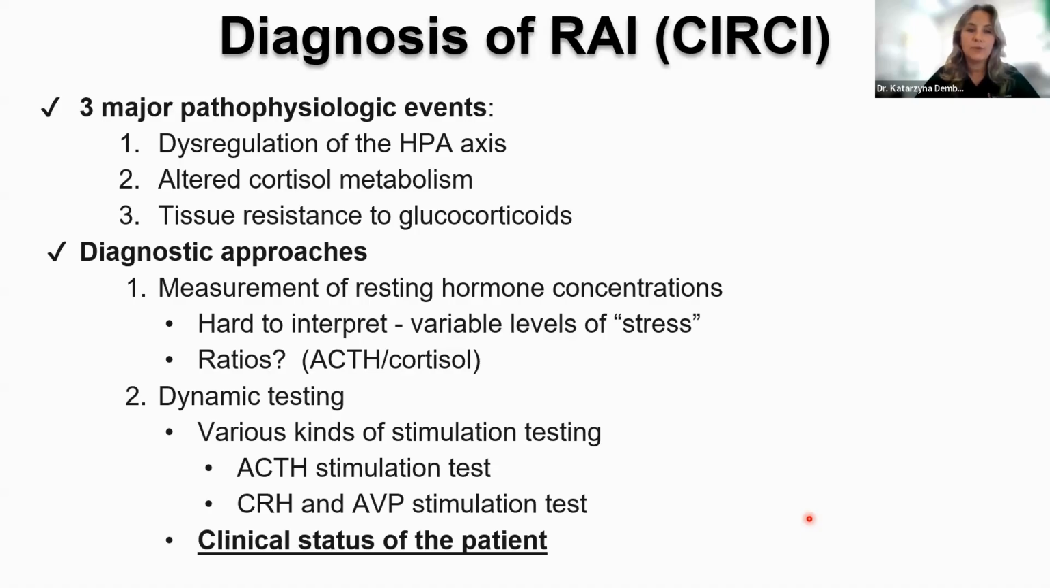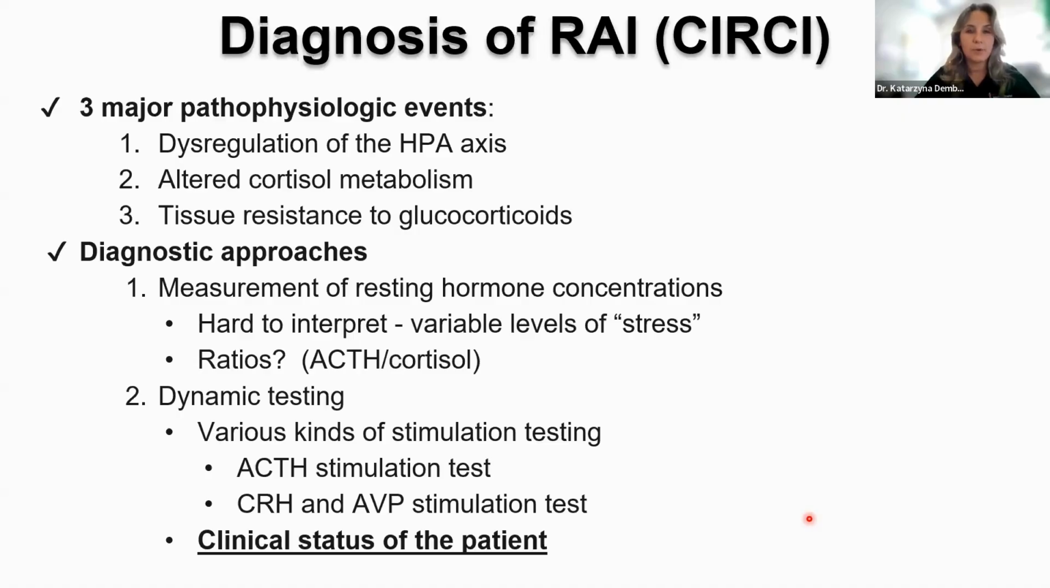And until we have point of care tests available for cortisol and ACTH, which looks like we might have as options now, sometimes the only thing that we have, available quickly, is the clinical picture to make a presumptive diagnosis of CIRCI. And then decide whether we have to intervene and provide some treatment for that.